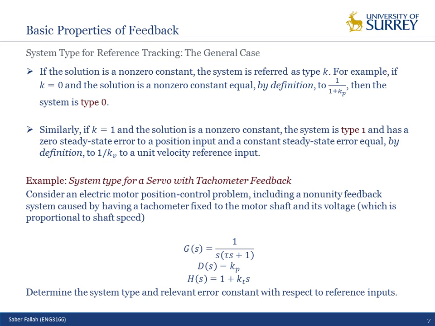So let's give an example to see how these definitions work. In this example, I'm looking for the system type for a servo with tachometer feedback. What's a servo? Have you ever heard about the servo electric motor? The DC electric motor that has the controller inside the motor. Yeah, it automatically controls itself.